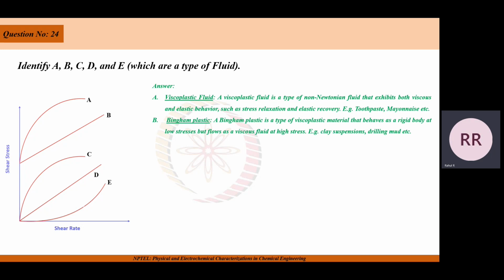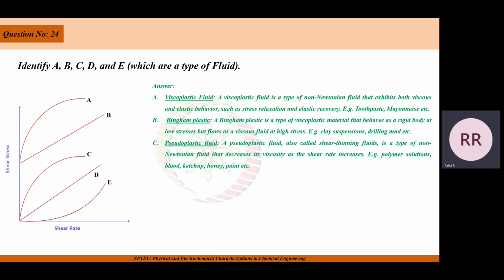Bingham plastic is also a viscoplastic material that behaves as a rigid body at low stresses, but it behaves like a viscous fluid at high stresses. When a very low stress is provided, it behaves as a rigid body, but when certainly higher stresses are provided, it behaves like a viscous fluid. We can see that even though the shear rate is zero, the shear stress is not equal to zero. And as the shear rate increases, the shear stress also increases linearly. Some examples of Bingham plastics are clay suspensions, drilling mud, etc.